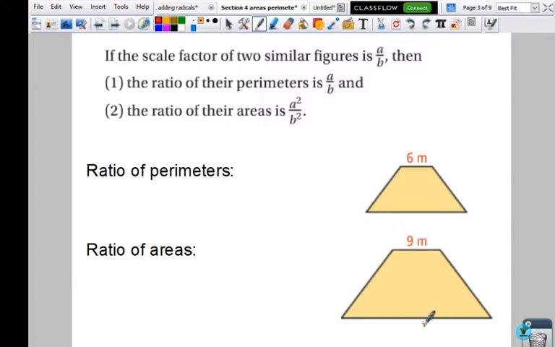Okay, so if I'm going to look at these two trapezoids right here, and I know the ratio of little to big is 6 over 9, the ratio of the perimeters is also going to be 6 over 9.